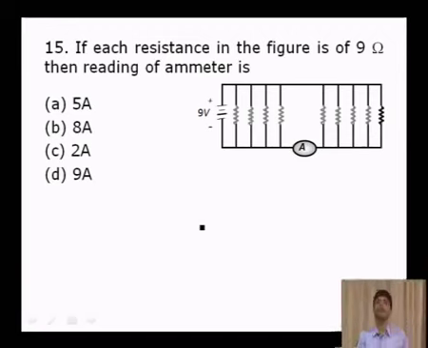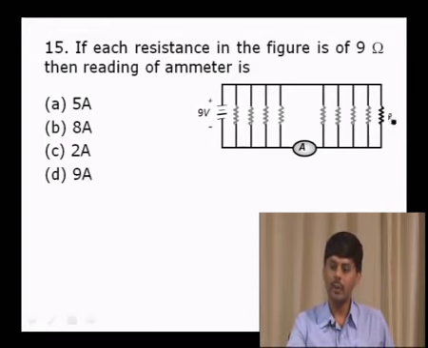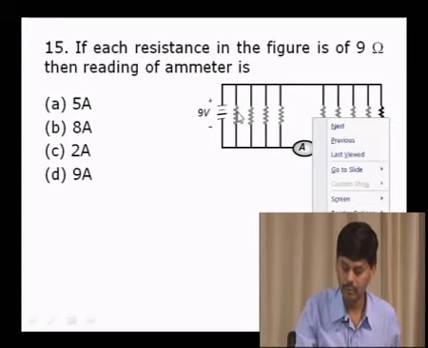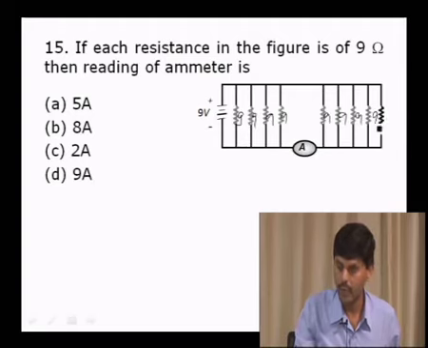Question number 15. If each resistance in the figure is 9 ohm, then the reading of the ammeter is: option A, 5 ampere; option B, 8 ampere; option C, 2 ampere; option D, 9 ampere. See, all the resistors in the circuit are 9 ohm. All the resistors having 9 ohm are connected in parallel.